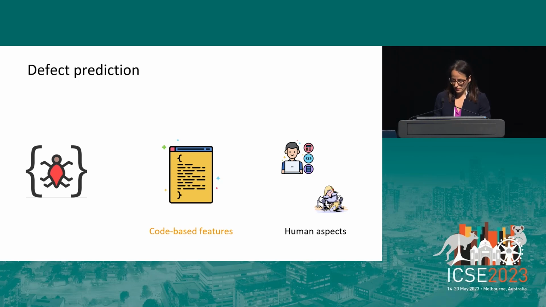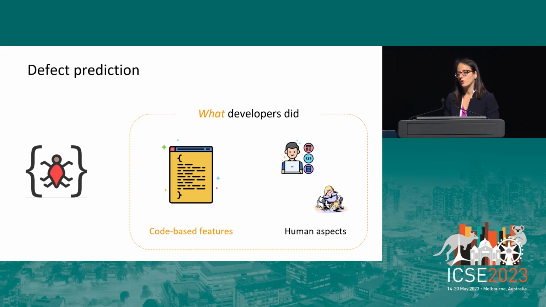So in both cases, this kind of metrics depict what developers did: the features of the code as well as the actions that people are performing on the artifacts that can be mined from repositories. So the contribution that I'm presenting today tries to incorporate also another perspective.